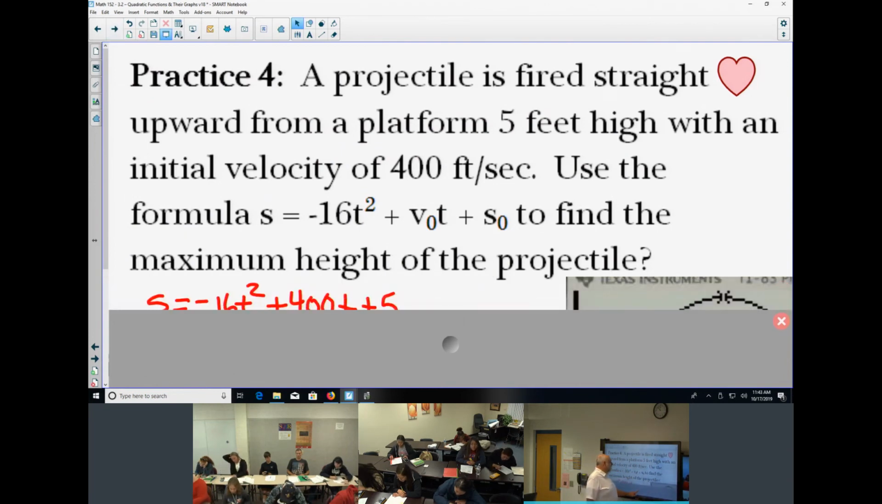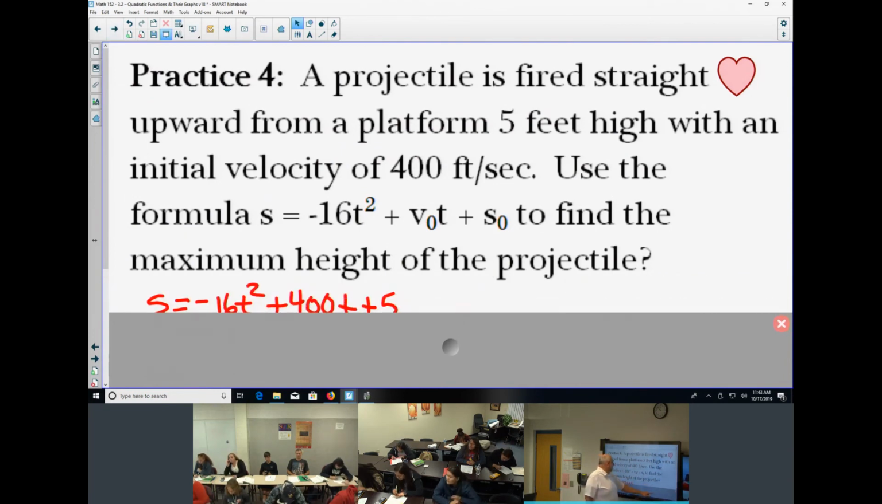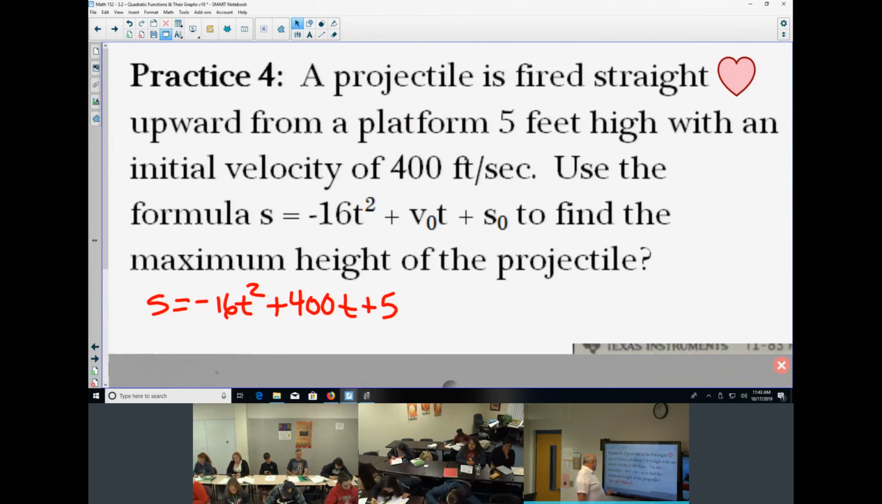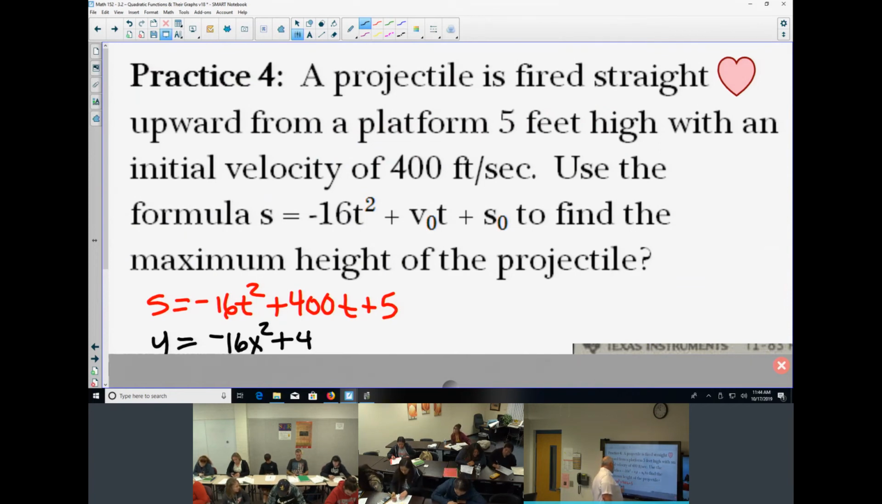Okay, so what we're actually going to plug into the calculator, that's the equation that we're going to use. So we're going to plug into the calculator y equals negative 16x squared plus 400x plus 5. Okay, so put that into the y equals and see if you can mess with the window a little bit so that you can see the maximum value.